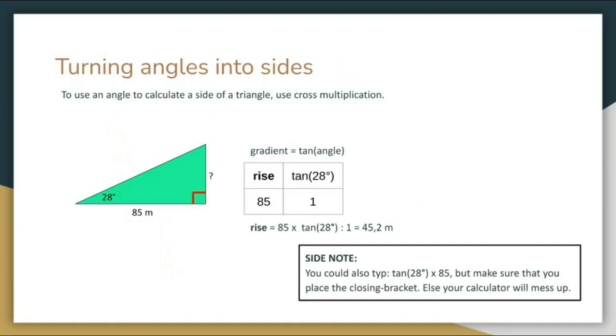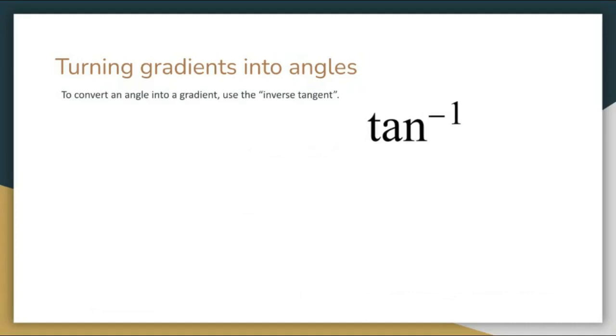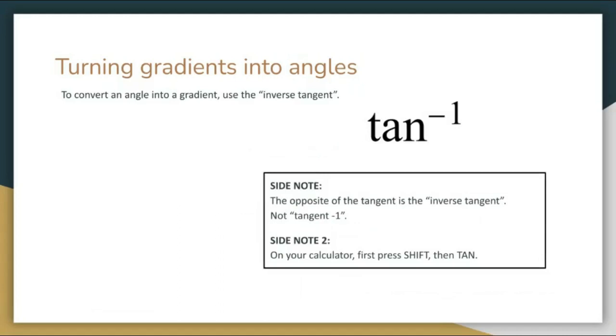But what if you want to know the angle of elevation? Well, then I got some good news for you. You can calculate that one as well. If you use the opposite of the tangent, you can turn gradients into angles. As multiplying and dividing are opposite, so does the tangent have one. However, we simply call this the inverse tangent. We write it as tan minus 1, but don't say that, please. To activate the inverse tangent, first press the Shift button on your calculator, followed by the tangent button. Try it out with these gradients.